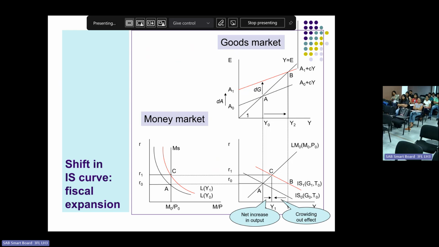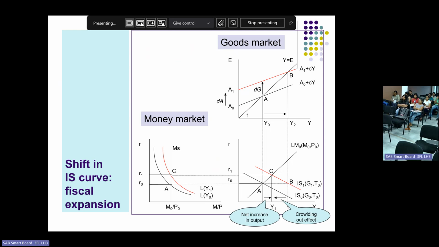The income increase from Y0 to Y2 explains the zero crowding out. In other words, we can identify it if the LM curve is horizontal. The LM curve is horizontal below the normal IS curve, and we see the complete zero crowding out.